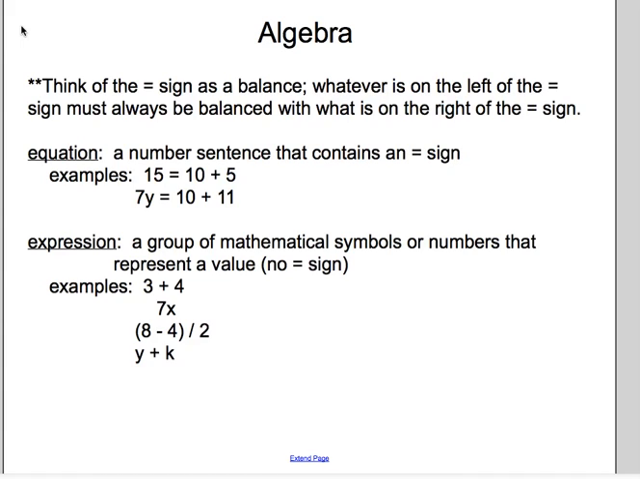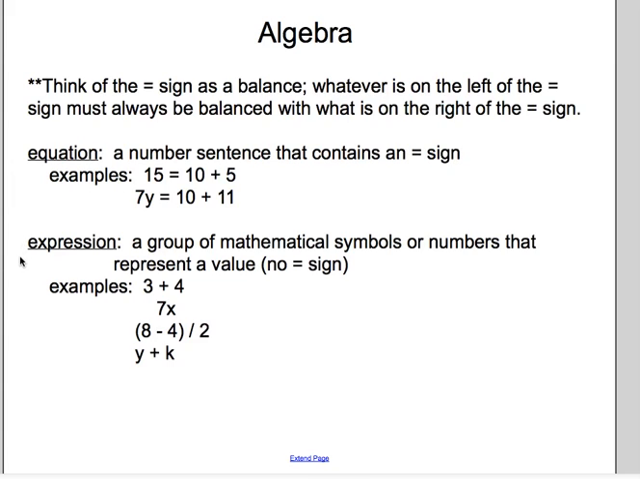So our pan balances are really representing equations, and the balance in the middle is like the equal sign. So the left pan is whatever's on the left side of the equal sign. The right pan is whatever's on the right side of the equal sign. What we're talking about here are equations. Okay? An equation is a number sentence that contains an equal sign. For example, 15 equals 10 plus 5. 7y equals 10 plus 11. Even 1 plus 1 equals 2 is an equation. Okay? It's just a number sentence that contains an equal sign.